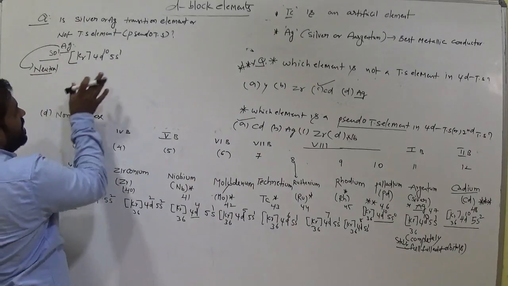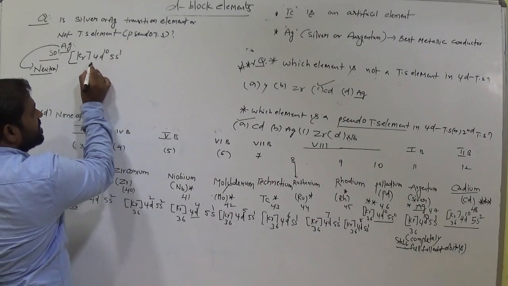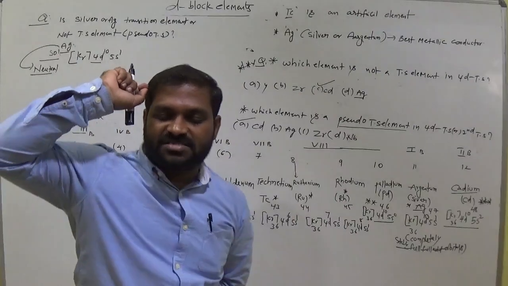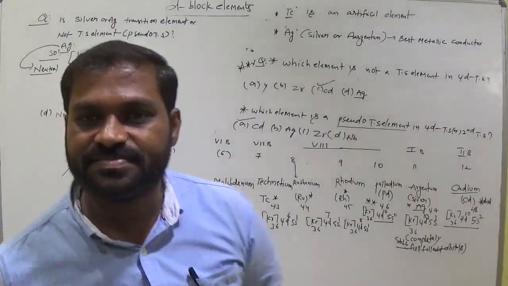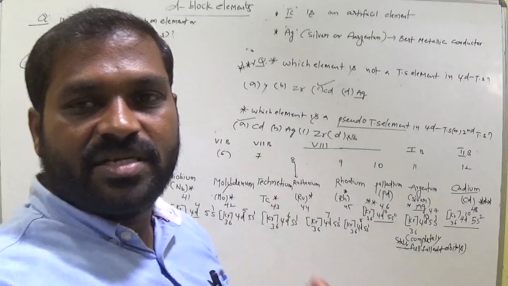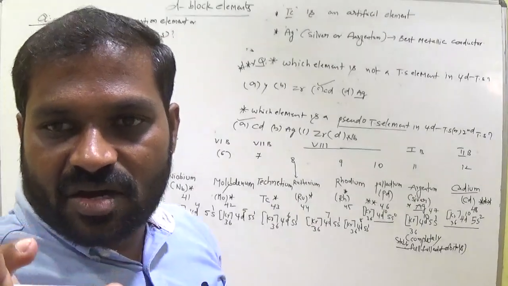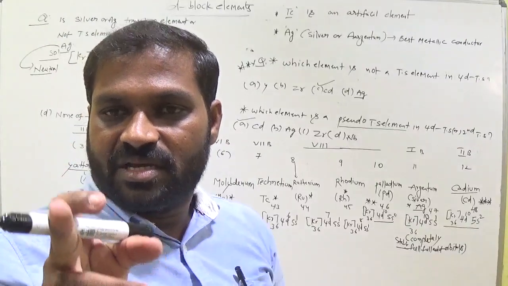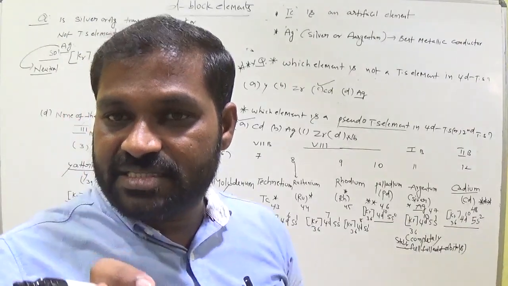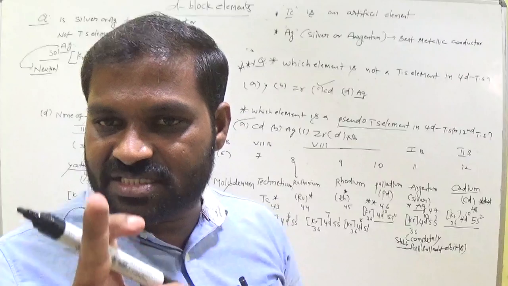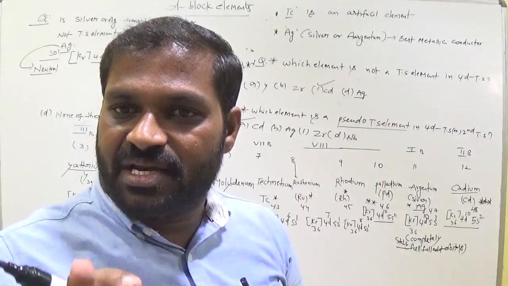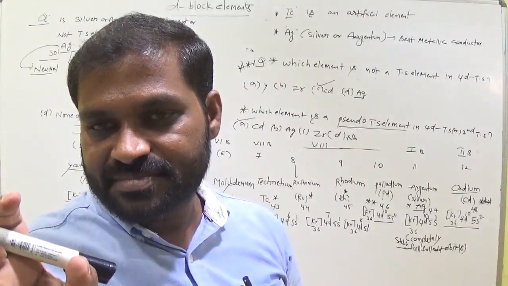Now it is a neutral. In the neutral state, there are 10 electrons in 4d. I think we are expecting silver is not a transition element. Am I right? In the neutral state, there are 10 electrons in silver's 4d. It is completely fulfilled, am I right? That means we are expecting silver is not a transition element. It is clearly a pseudo transition element, am I right?